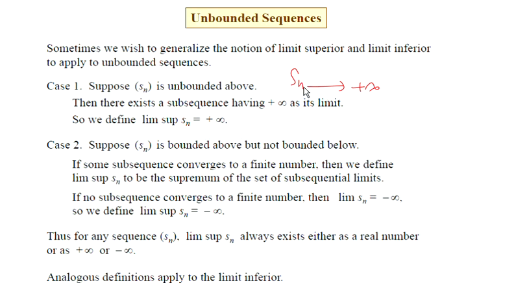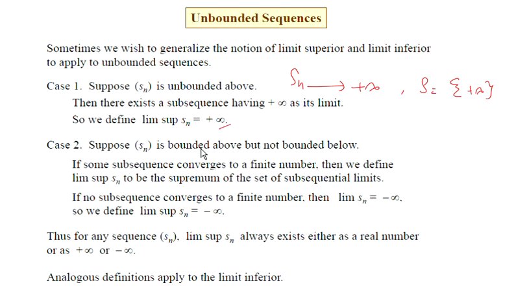So if a subsequence approaches positive infinity, then the subsequential limit is positive infinity. So in this case it exists. And then the limit superior is positive infinity, because the largest number in S is positive infinity. Next, case number 2.